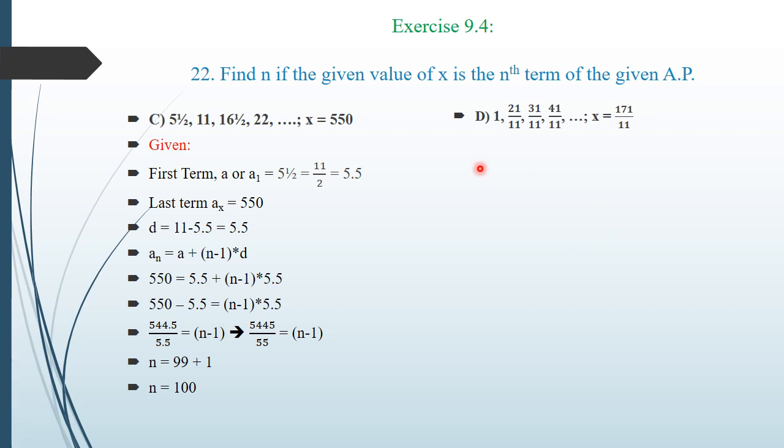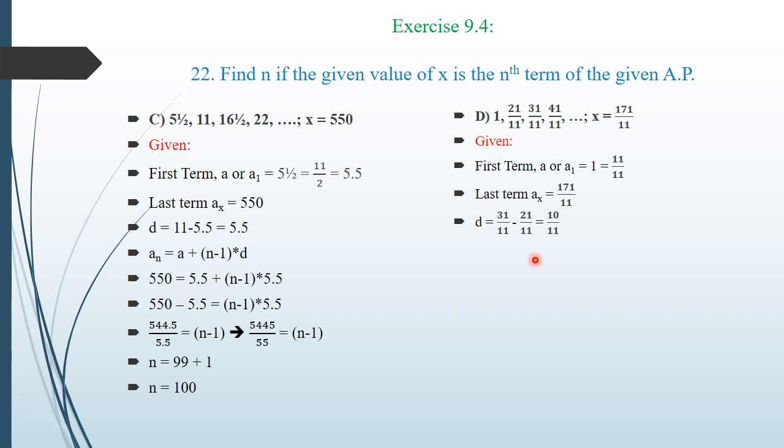Coming to the next sub question, that is d. Here it is given as an AP: 21 by 11, 31 by 11, 41 by 11 and so on up to an equal to 171 by 11. Now let us note down the given data. The first term a or a1 is given as 1. 1 I can also write as 11 by 11. Why I am writing it this way, you will understand, because it is going to be very easy for the calculations in the next steps. The last term is given as an equal to 171 divided by 11.